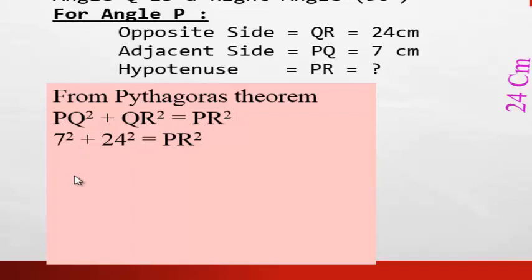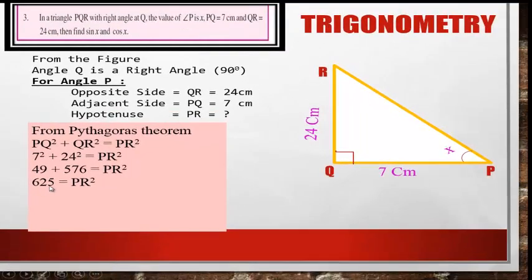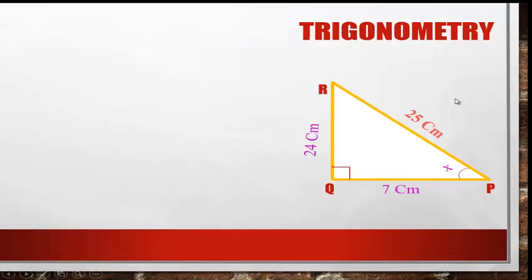7 square means 49, 24 square means 576. That is 49 plus 576, that is 625, equal to PR square. PR square is 625. PR means square root of 625. That is, finally, PR is 25 centimeters. So we got the hypotenuse as 25 centimeters. Now come to the problem.